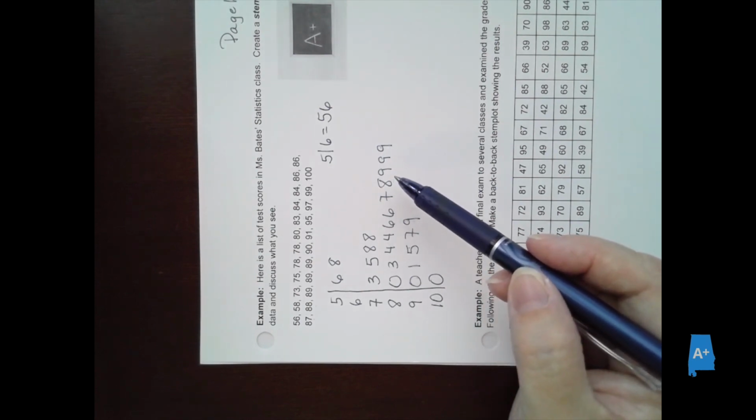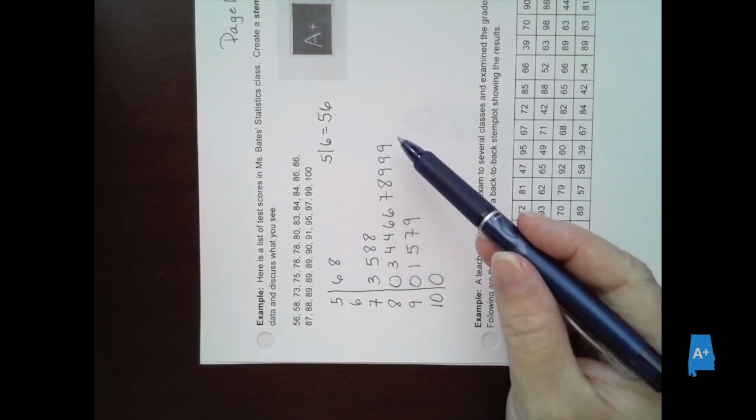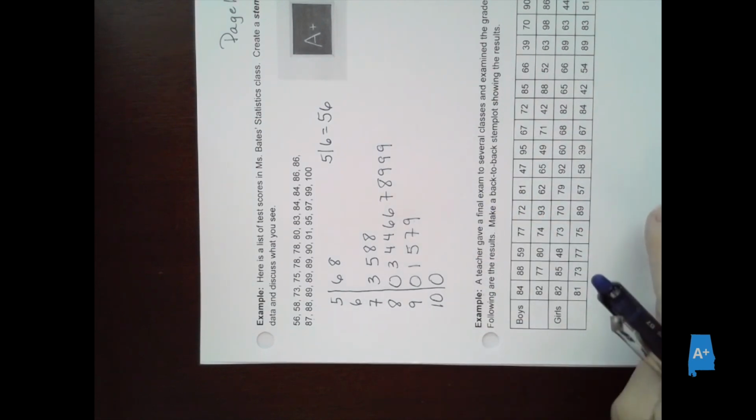So that's the downfall of the histogram, is that you can't see the data. You know which bin it falls in, but you don't know exactly what it is. In a stem plot, you do know what the data is. So that's a good thing. We like that. So let's talk about the shape of this distribution.